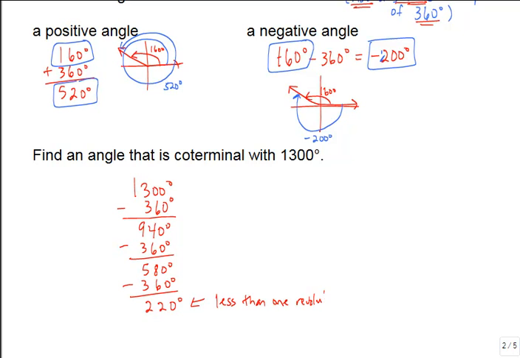Not that you have to do that, but it's just kind of nice to know what 1300 degrees is equivalent to without all these extra revolutions. So what would be our answer here for coterminal angle? Well, what's coterminal to 1300? You could write 940, or you could write 580, or you could write 220. There's an infinite number of possibilities here.